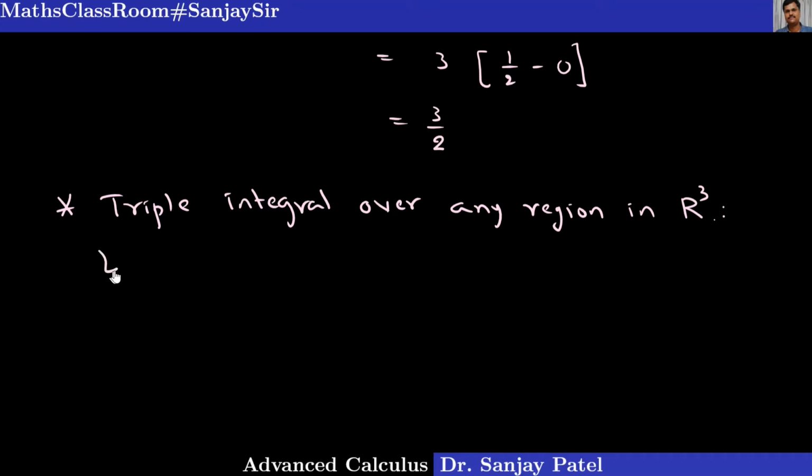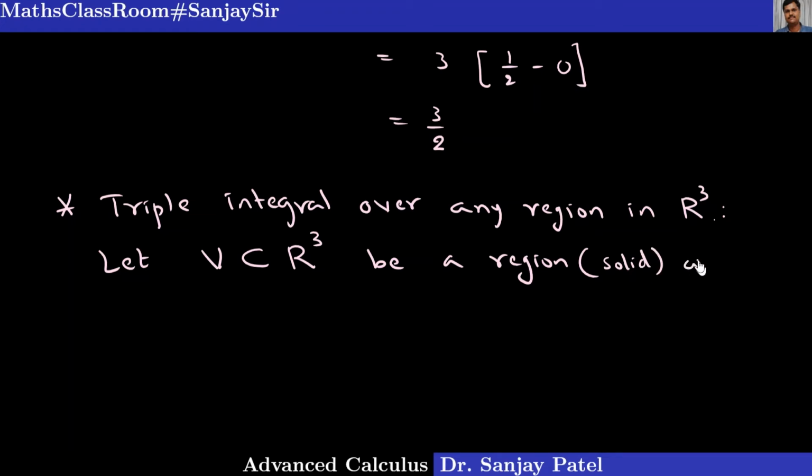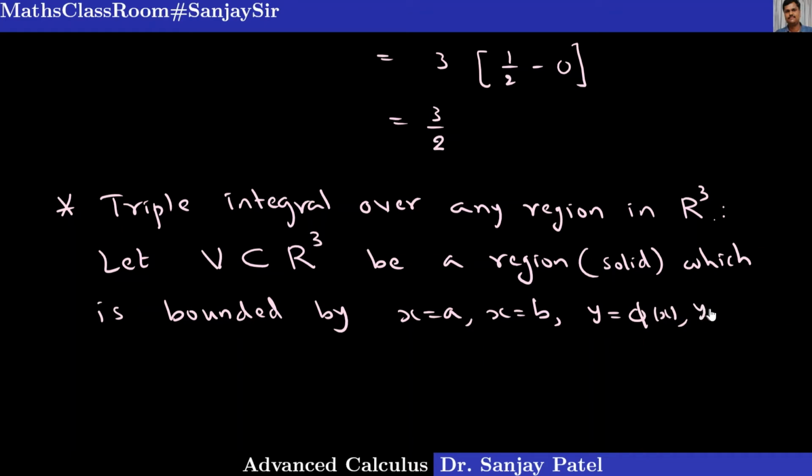Okay, so let V be any region in R3, a region, or you can say a volume or a solid region, which is bounded by, say, x equal to a, x equal to b, y equal to phi of x, y equal to psi of x, and now the new thing is, say, z equal to, let me call these phi 1, phi 2, so that, say, phi 1 of x comma y, and z equal to psi 1 of x comma y.